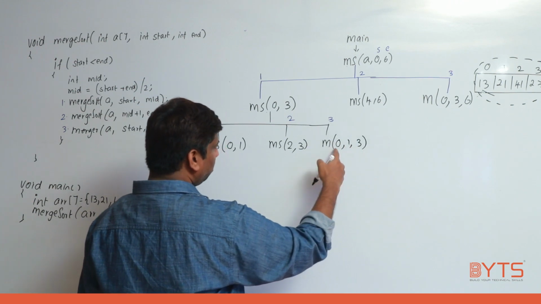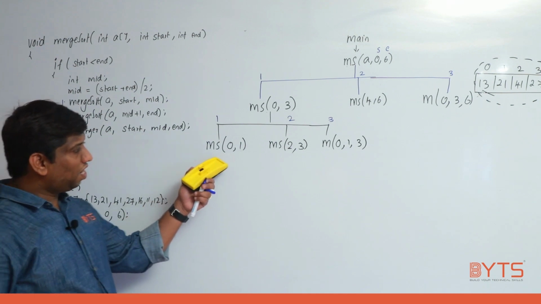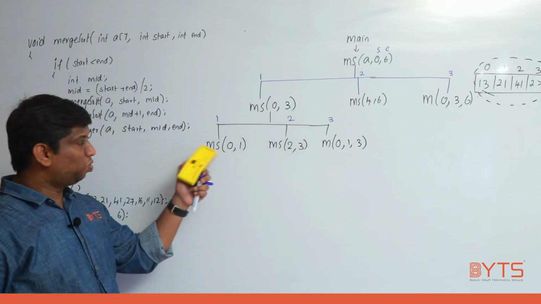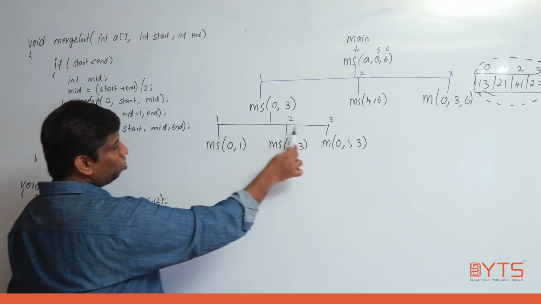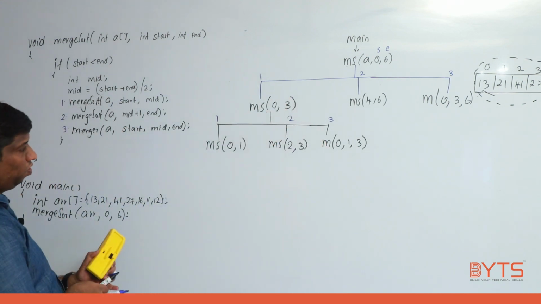What is the meaning of this line? 0 to 1 is sorted, 2 to 3 is also sorted, right? Now I need to execute this line, next this line, next this line. Now first I need to execute this line, right? See, when lines 1, 2, 3 are executed, then only the first line is completed here. Now again, we need to come to this one.